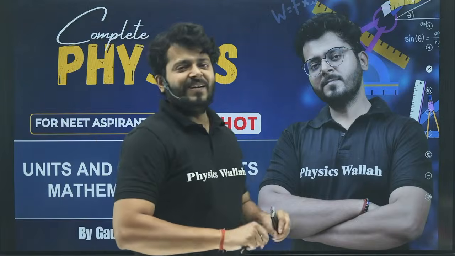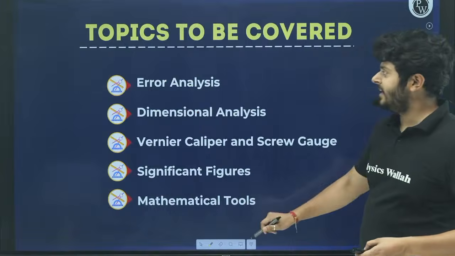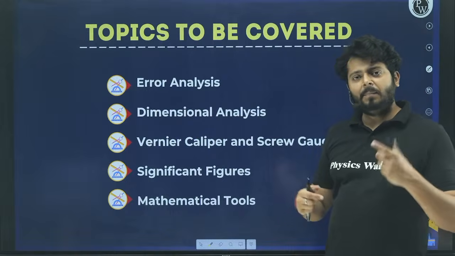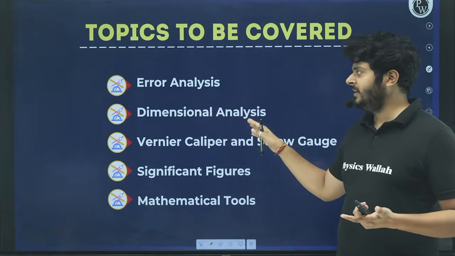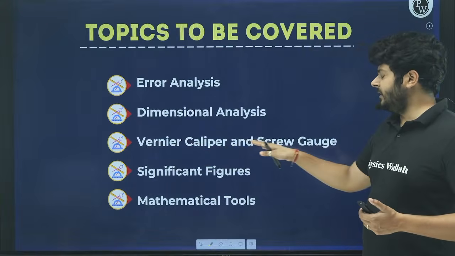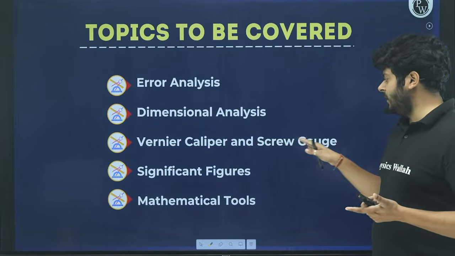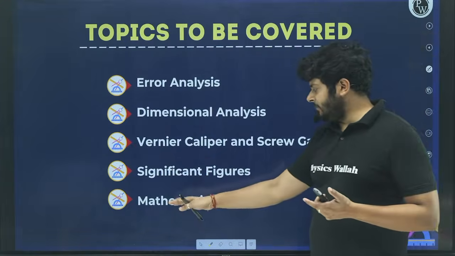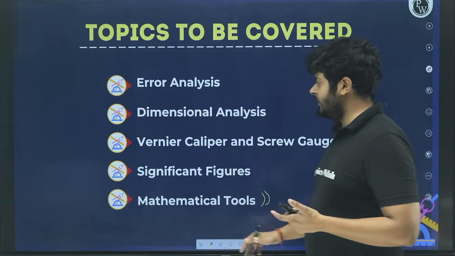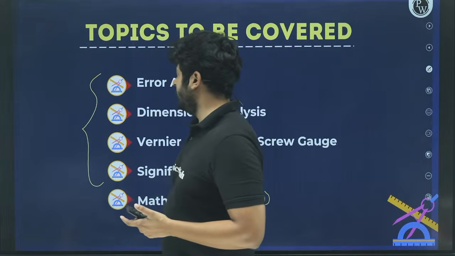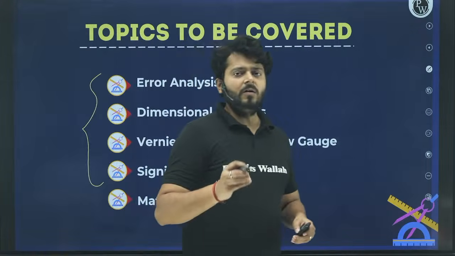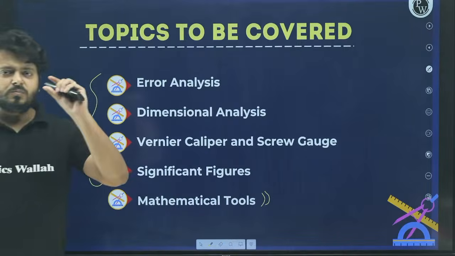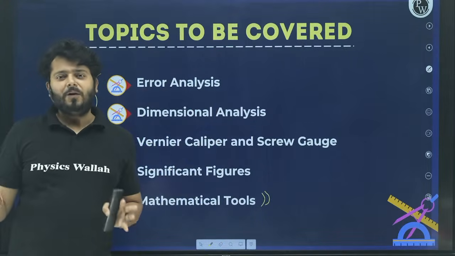Okay, so we are going to cover everything. We will start with error analysis. Then we will start with dimensional analysis. Application of dimensional analysis is also covered in this part. And then we will start with Vernier caliper. And one kid was asking, sir, are we going to cover a screw gauge? Yes, that is also there. Significant figure is also there. And finally, mathematical tools. That part is not going to be covered today, but these are the parts that we are going to talk about in this particular class. So there are small topics, but lots and lots of topics will be there.